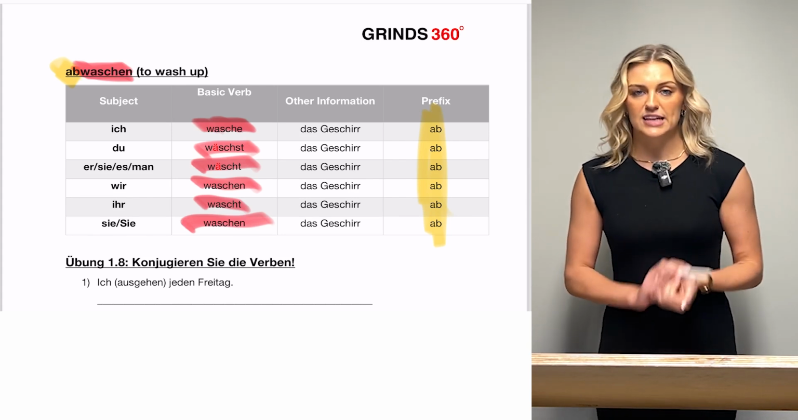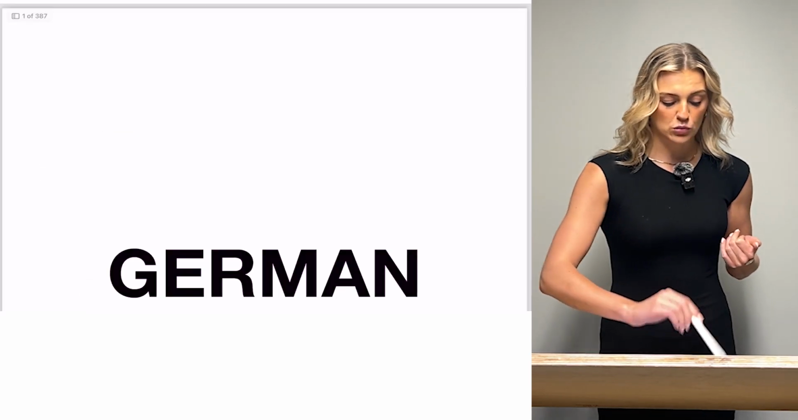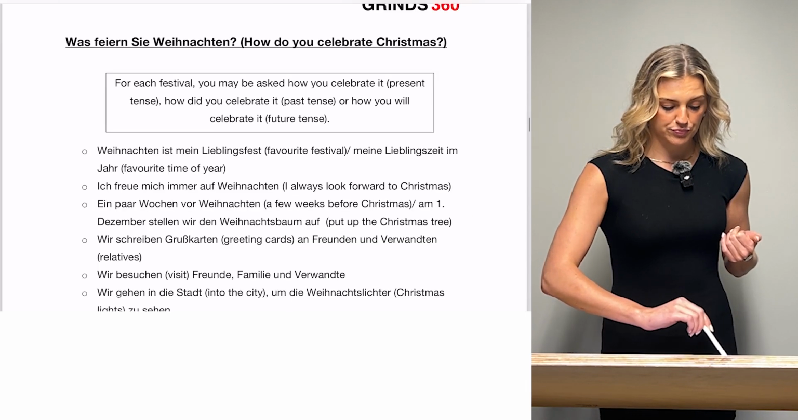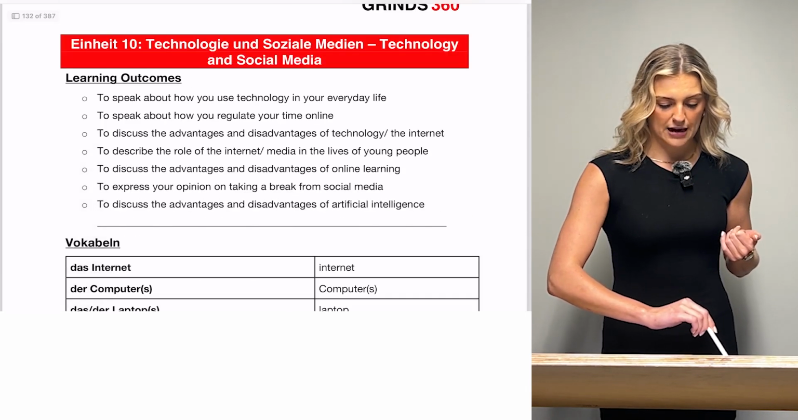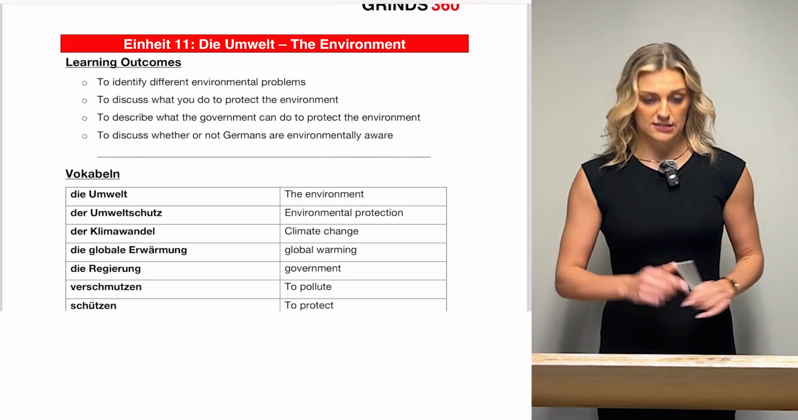So the prefix goes to the end, the main verb is conjugated as normal, and any other information then goes between those two verbs. So that's what we do with our separable verbs in the present tense. That's how we put them into the present tense.